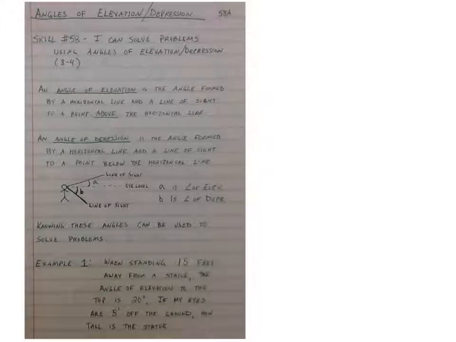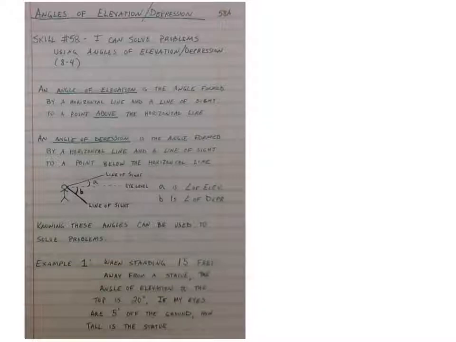We'll begin our notes on page 58A, and we start by defining what angle of elevation is. Angle of elevation is the angle formed by a horizontal line and a line of sight to a point above the horizontal line. So in the drawing down here, we've got the horizontal line at eye level for the person, and when they look above the horizontal, then they're going to create an angle of elevation. So A is our angle of elevation.